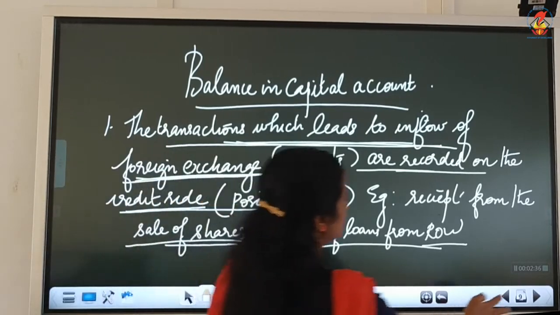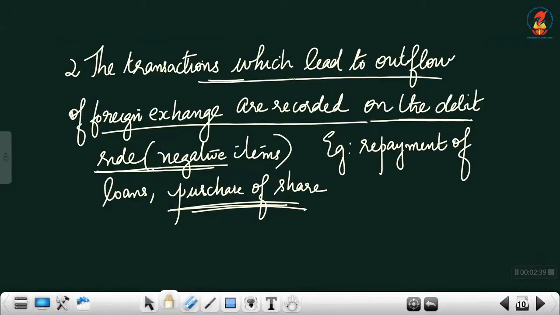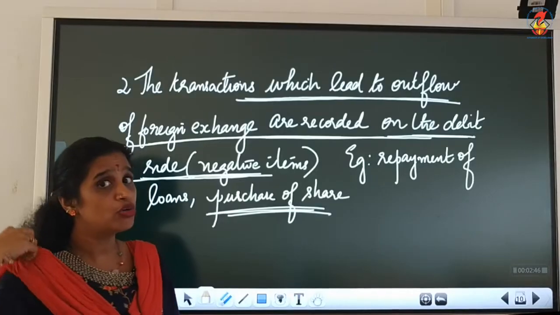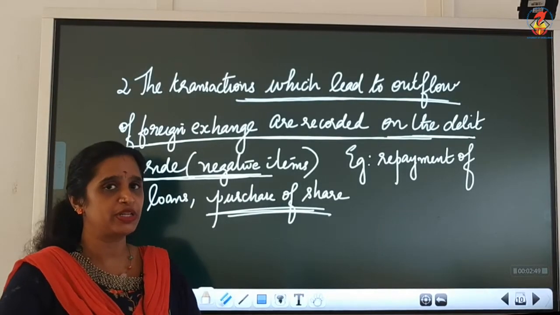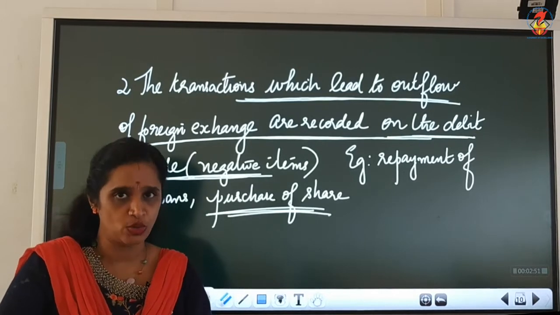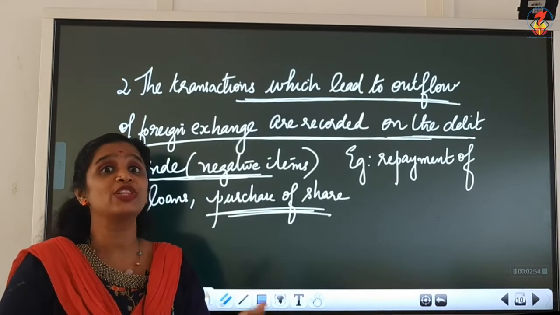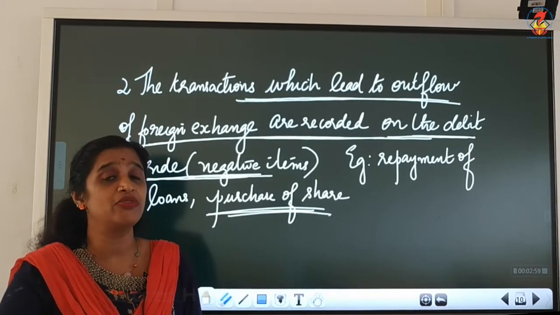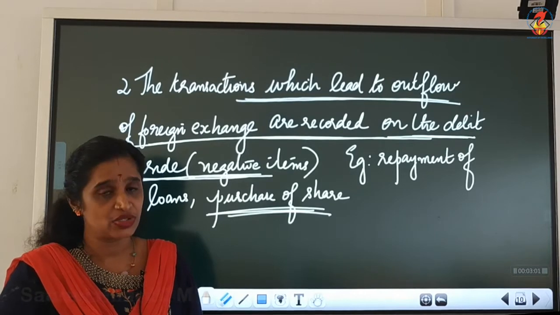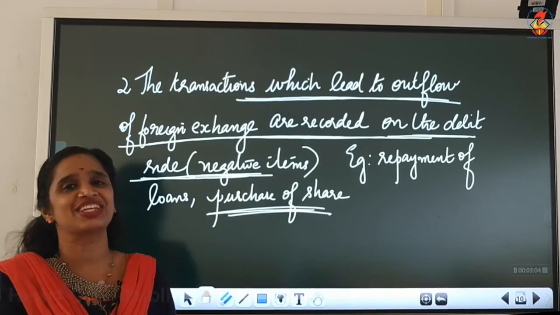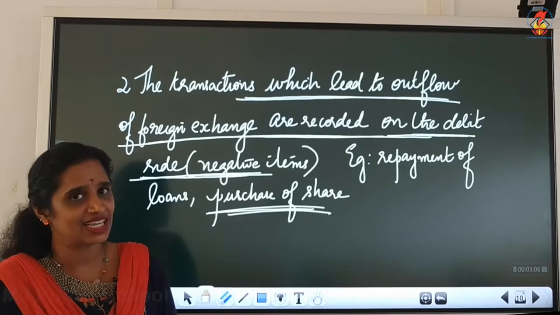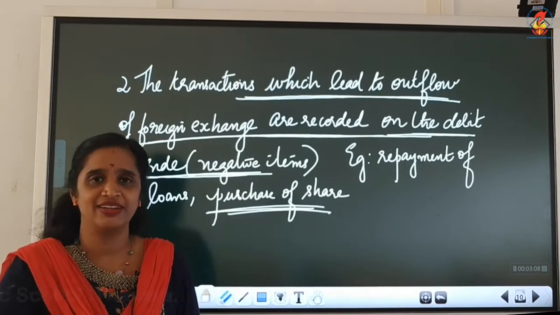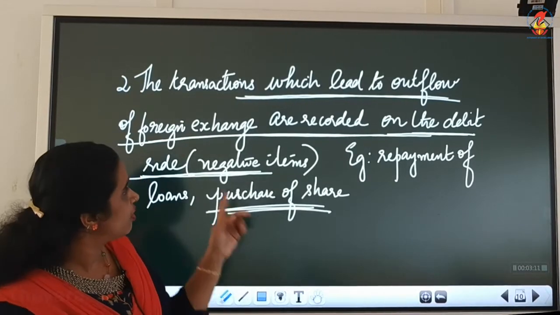Now the next one is the debit side. The transactions which lead to outflow of the foreign exchange are recorded on the debit side. What happens when there is outflow? Money is going out. That means when we repay the loan with the rate of interest. The private institutions and government will take loans, so they have to repay it later with the rate of interest. So money is flowing out. In that case, it is a debit side. We record the outflow of money on the debit side.